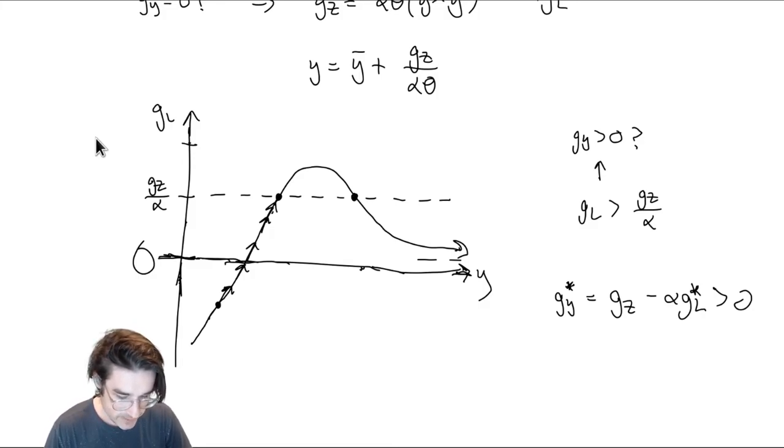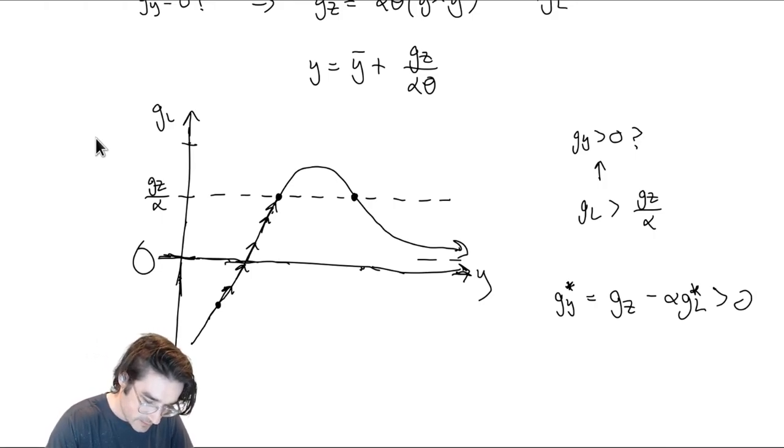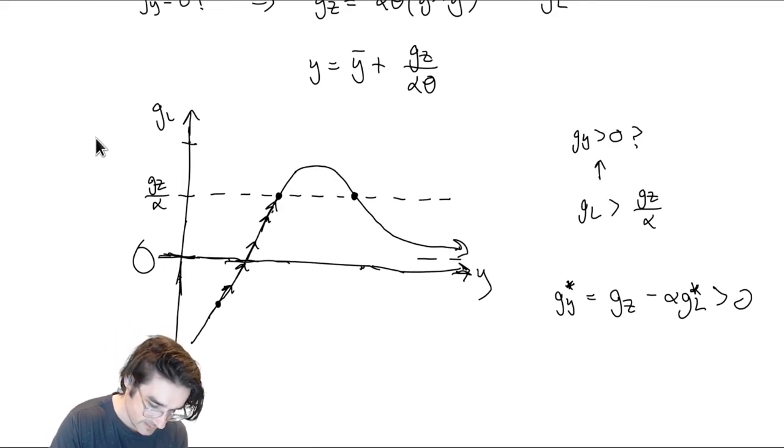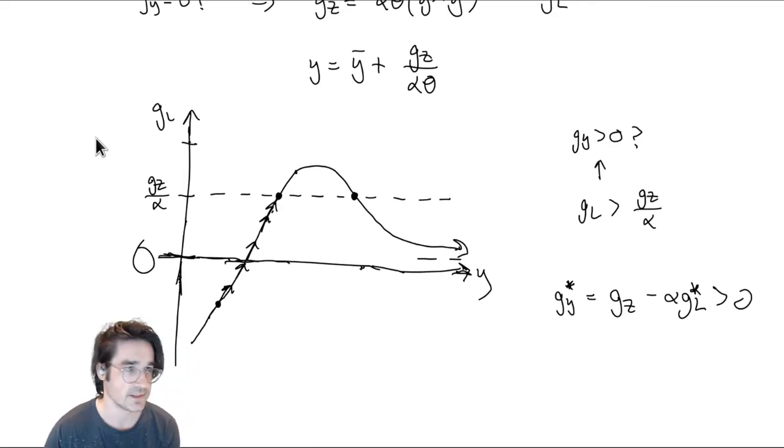At that point, if we're exactly at this point, by definition, this is the point where g_y is equal to zero. So if we're exactly at that point, we're going to stay there. If we're to the left of it, we're going to move to it. Then the question is, what happens if we are to the right of it? Let's say we're like here, just a little bit to the right of it.